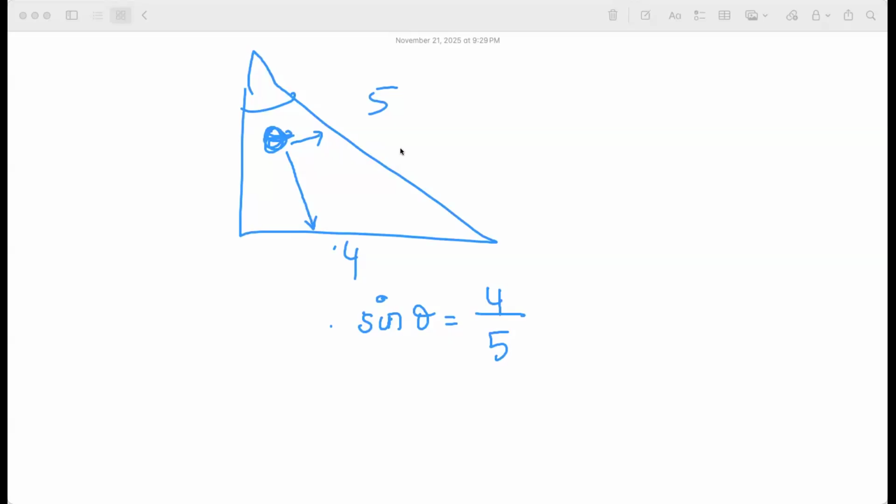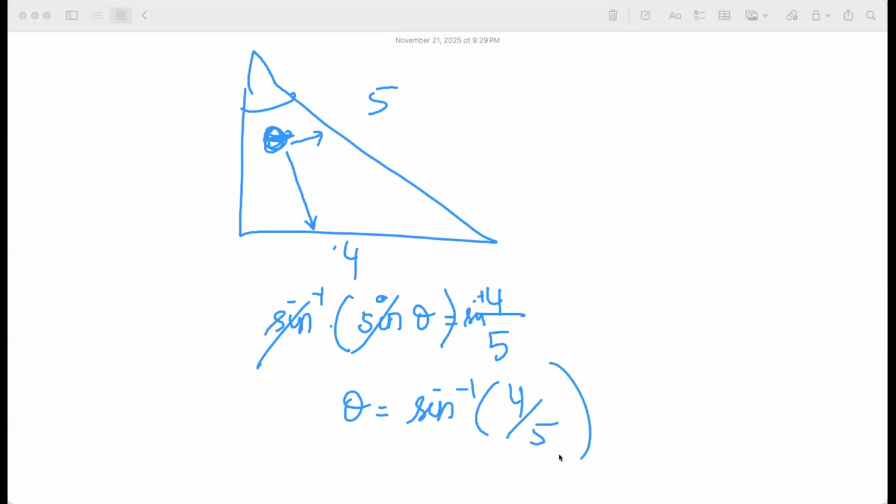Sine theta equal to 4 by 5. Now, I know that you forgot the class and I'm happy that you joined. Now, I take sine inverse on both sides. That means this and this will go. Theta will be equal to sine inverse of 4 by 5. But how do you find this? It's nothing but arc sine, right? Sine inverse of 4 by 5.